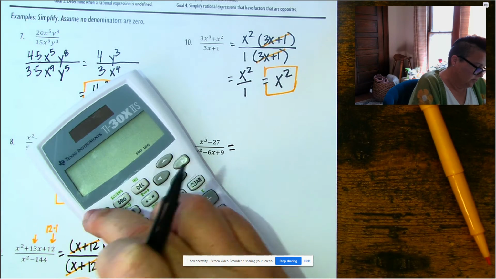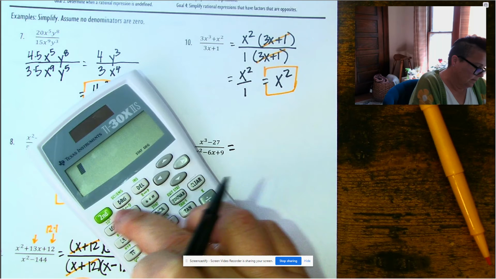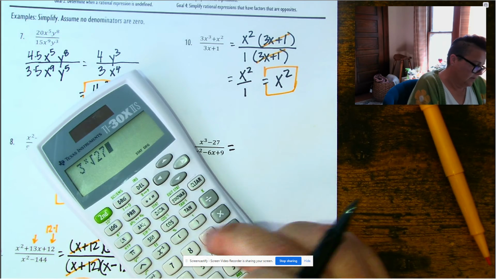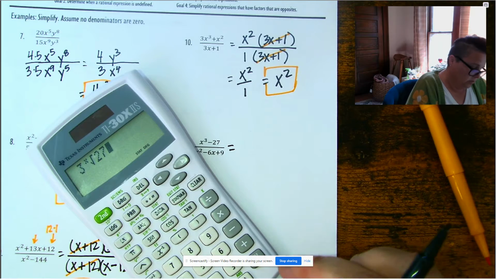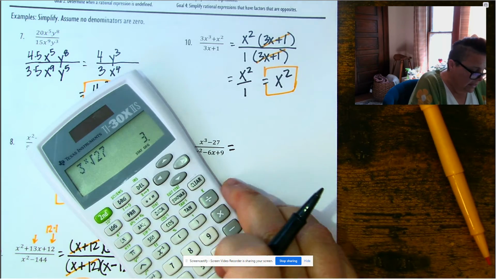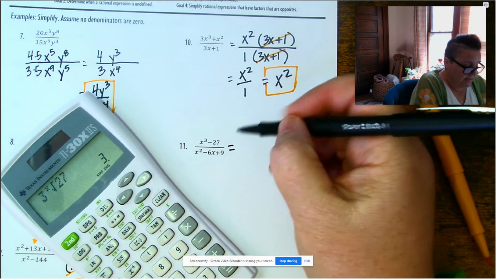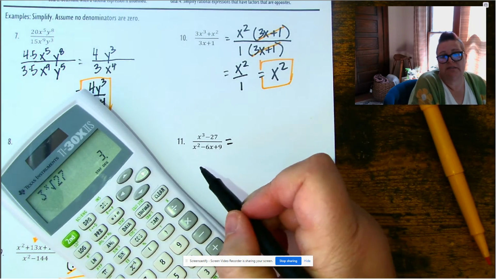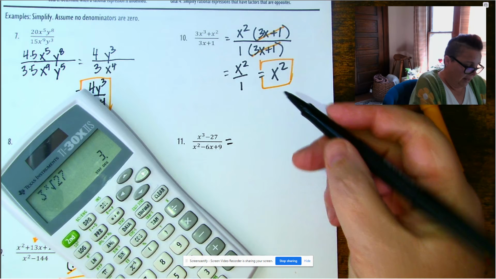27, I need a third root. So I'm going to use 3. There we go, 27. Okay, so the cube root of 27 is 3. All right, so that tells me that I can use the difference of two cubes. I can use that pattern.